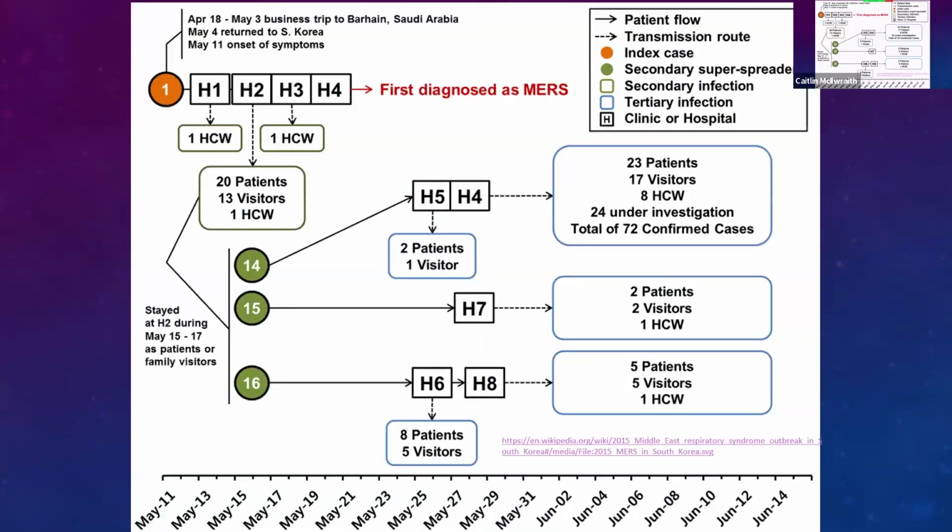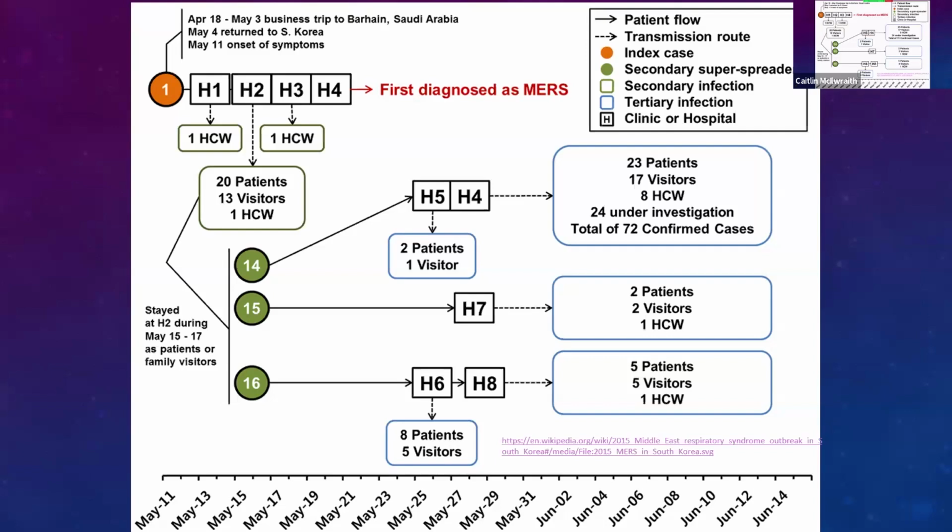And why did that happen? So a businessman went on a business trip to Saudi Arabia. He returns to South Korea, and within 7 days, he gets symptoms. And what happens at H1, 2, 3, and 4 that you can see on the screen are 4 different hospitals that this patient goes to.